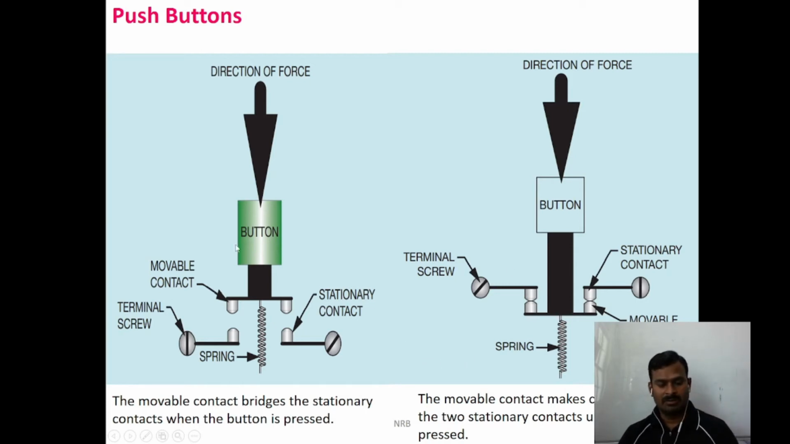So this is the normal condition, and this is the operated condition. If you release the hand or release the force from the button, then with the help of a spring, it goes back to the normal condition.